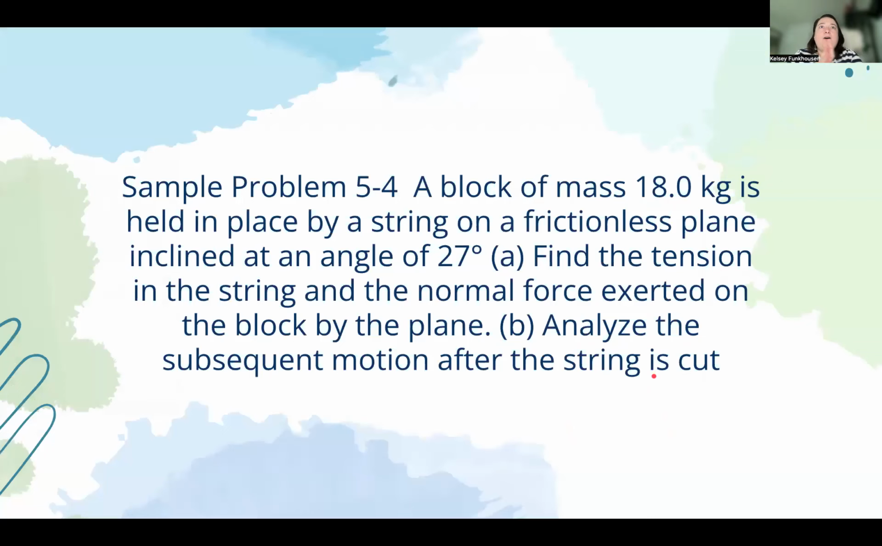Okay. Now, we're going to do sample problem 5-4. A block of mass 18 kilograms is held in place by a string on a frictionless plane inclined at an angle of 27 degrees. Find the tension in the string and the normal force exerted on the block by the plane. Analyze the subsequent motion after the string is cut.